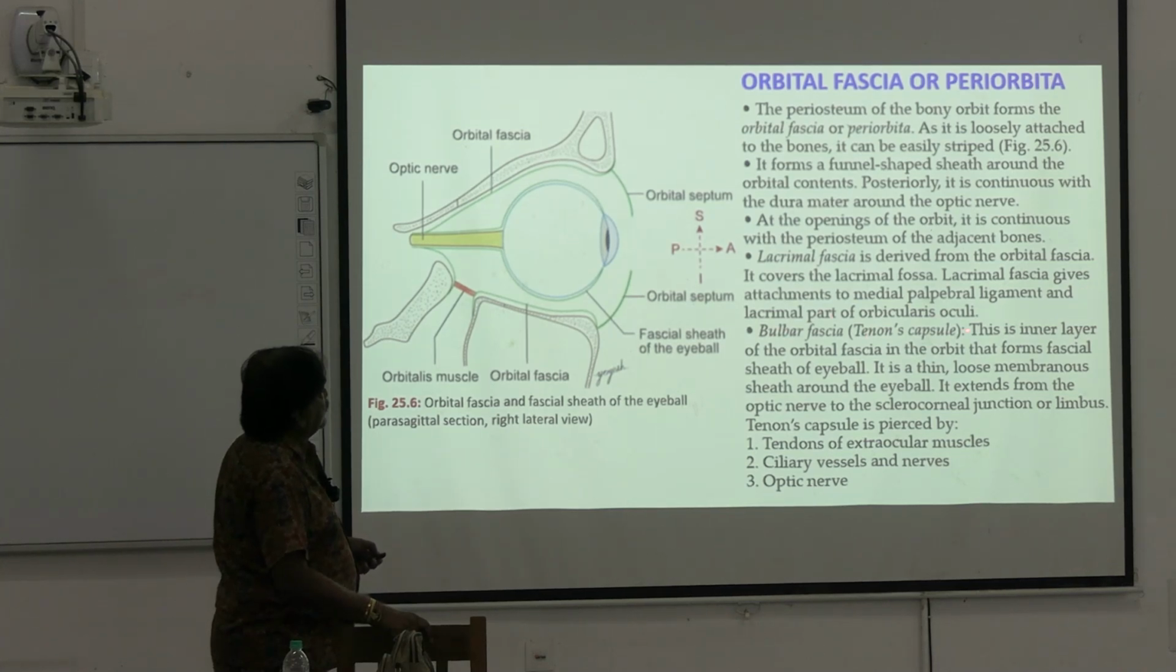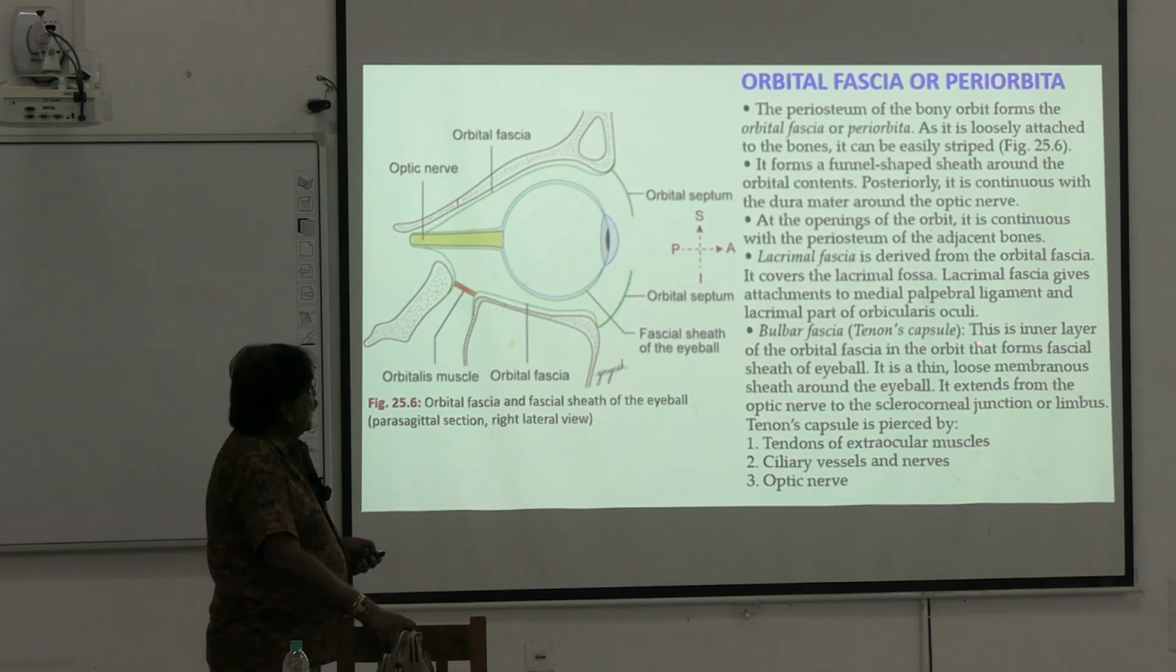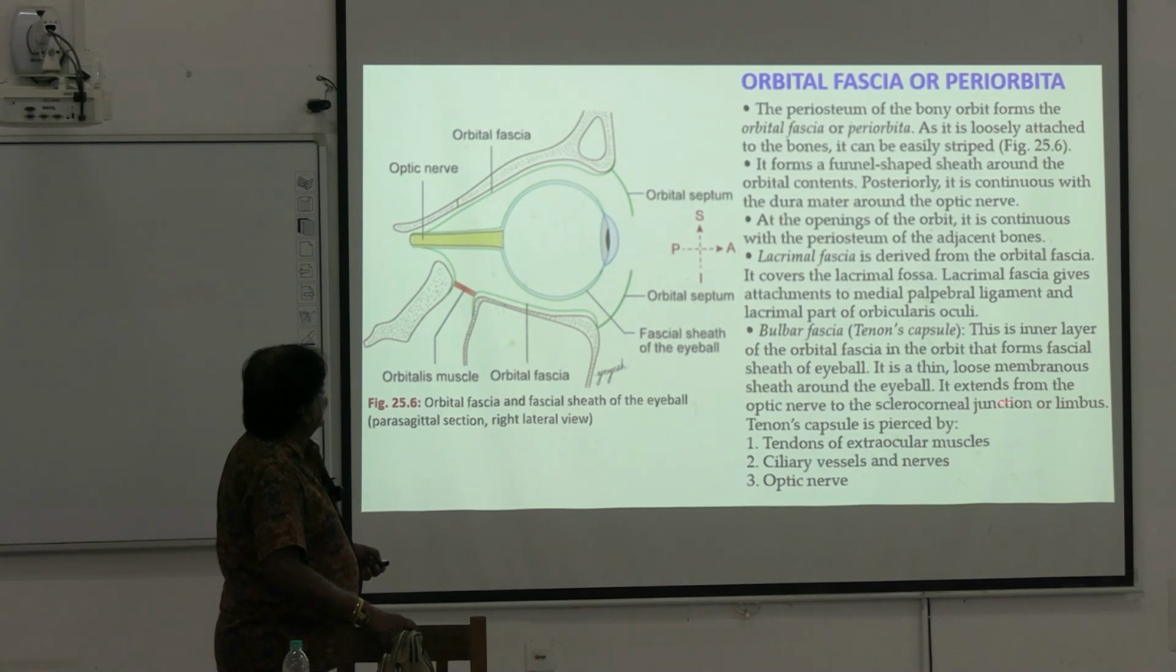Bulbar fascia, Tenon's capsule. This is the inner layer of the orbital fascia in the orbit that forms the facial sheath of the eyeball. Now, what is Tenon's capsule? It can be a question of 2 marks or MCQ. It is a thin, loose, membranous sheath around the eyeball. It extends from the optic nerve to the sclerocorneal junction or limbus.